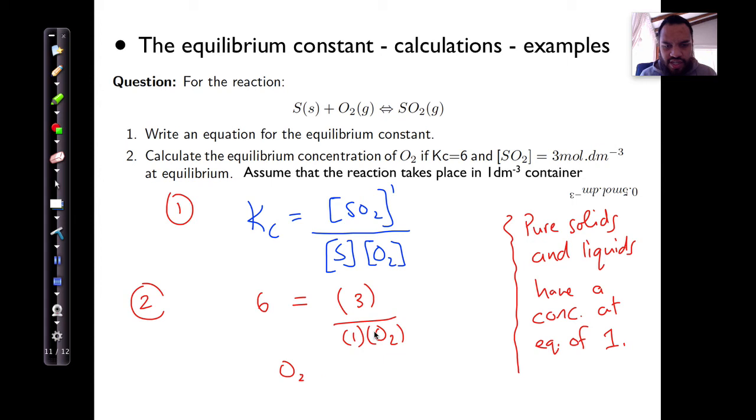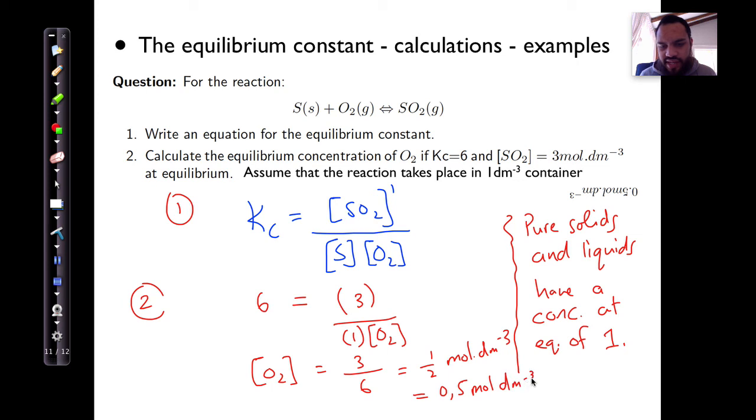Sorry, this should actually be square brackets over here, because I haven't really substituted in yet up until this point. And that's going to give me, with some manipulation, that O2 is equal to 3, and that's just obviously 1 times O2 divided by 6, which is going to give me 1 over 2 mol per decimeter cubed. And that's really the equivalent of 0.5 mol per decimeter cubed, right? Just in case your calculator gives you something else.